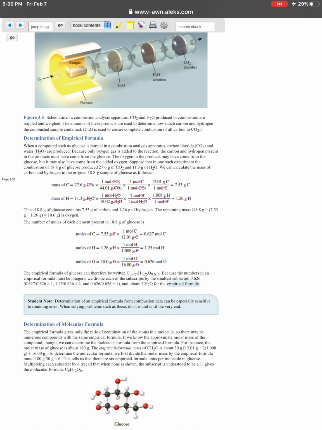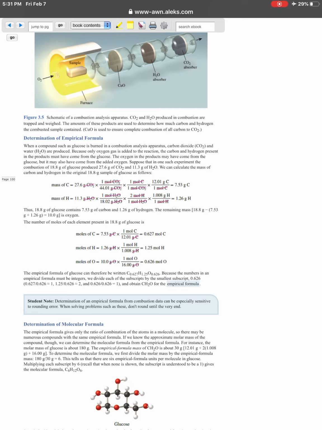Okay? So that's how these problems work to get the masses. Water, carbon dioxide, figure out the hydrogen, figure out the carbon. Oxygen comes from the mass of the sample minus the mass of the carbon minus the mass of the hydrogen. That doesn't really answer our question. We want the chemical formula, and masses don't give us the formulas. Moles will give us the formulas.